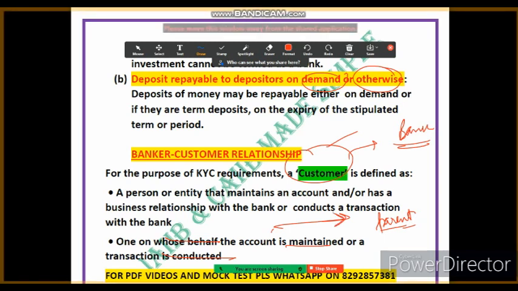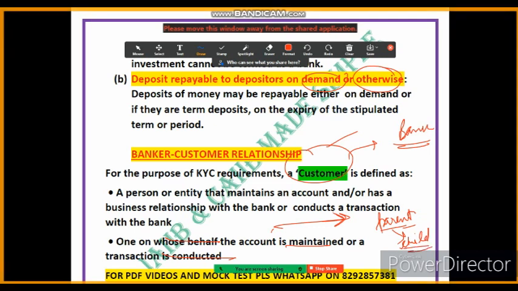Suppose a parent is there. The parent may open a bank account on behalf of their child, and manage it until the child reaches a certain stage. In this case, the child is considered a customer. Who is the customer here? The parent is not a customer. The child is a customer, even though he may not actively operate the account himself.